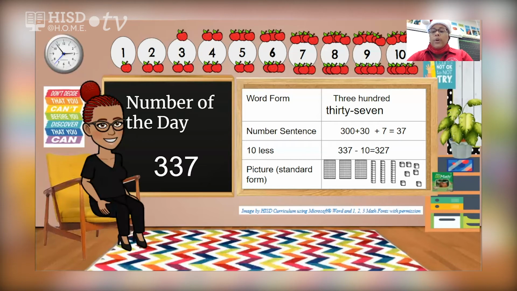331, 332, 333, 334, 335, 336, 337. And I'm sure there were a lot more ways that you could have shown on your paper. This was just a few of the ways that Miss Ward chose to represent the number 337 for you.